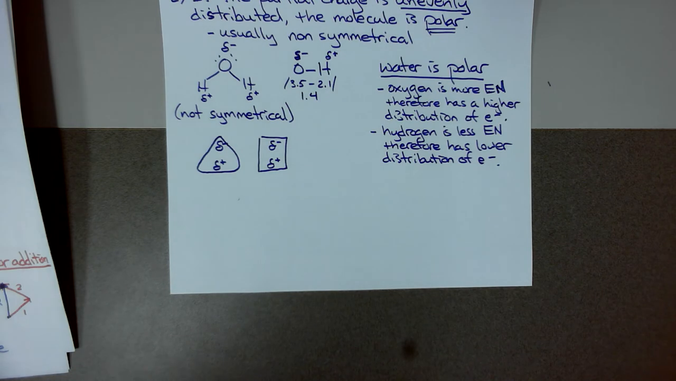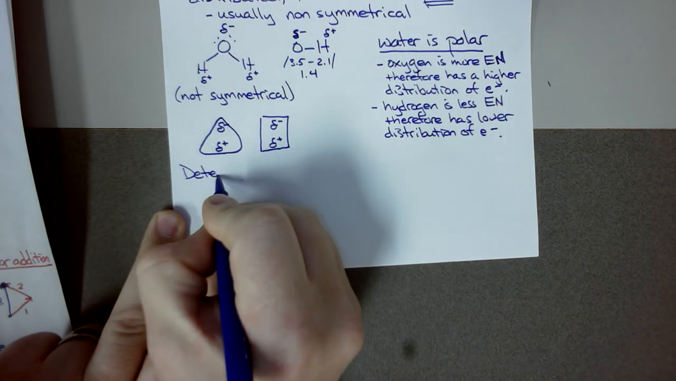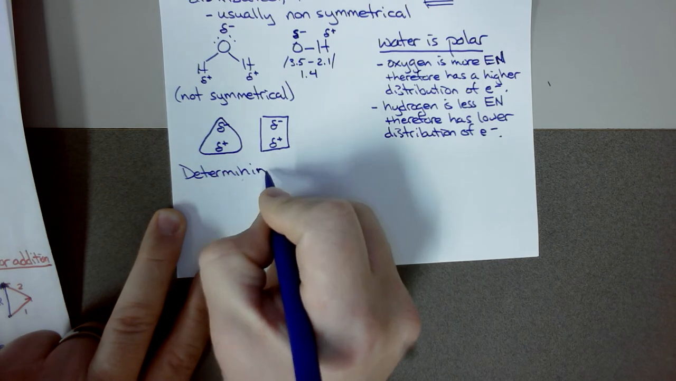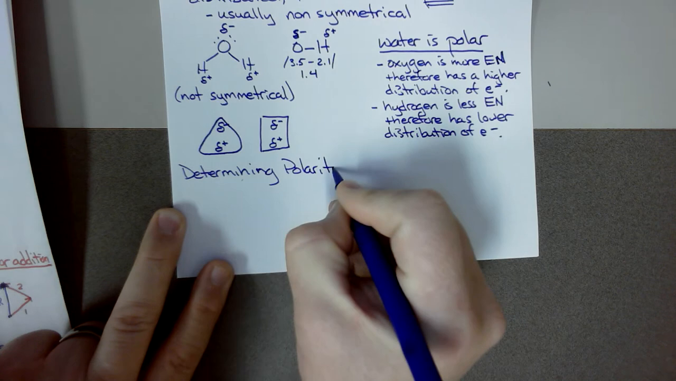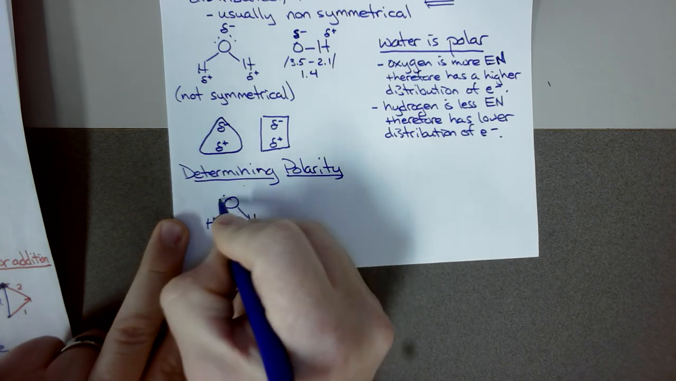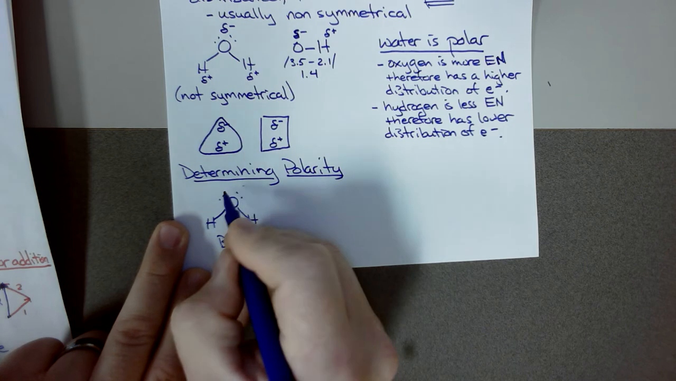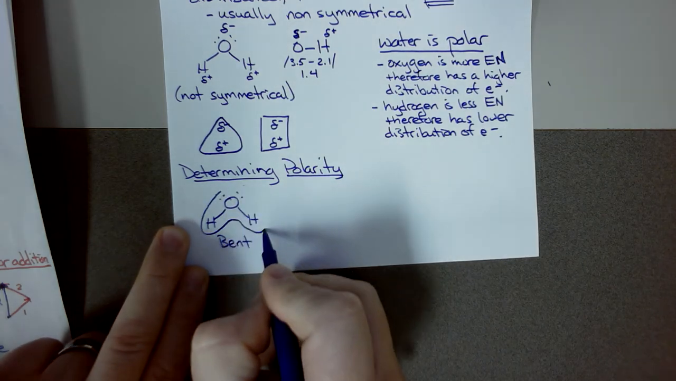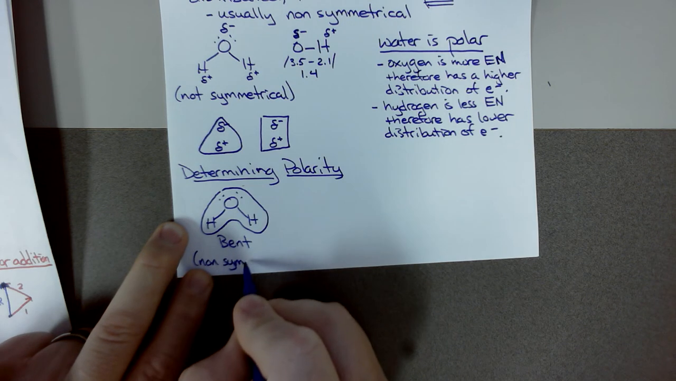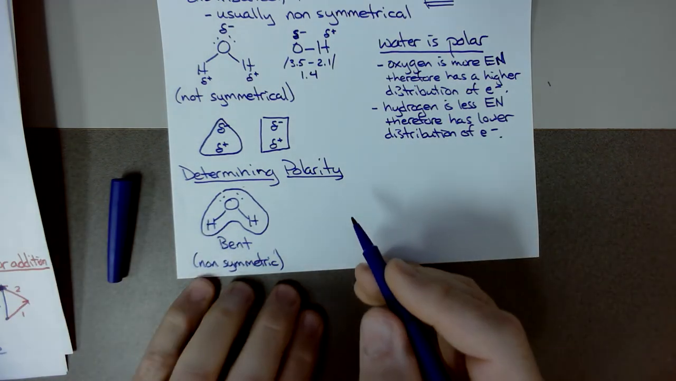So let's look at this a little bit more in depth. Let's talk about determining the polarity. I'm going to look at water again. We know water has a bent shape. In other words, if I took the shape, it would kind of be like this, a bent molecule. And so we know it's non-symmetrical. We also know that the oxygen hydrogen bond is polar.